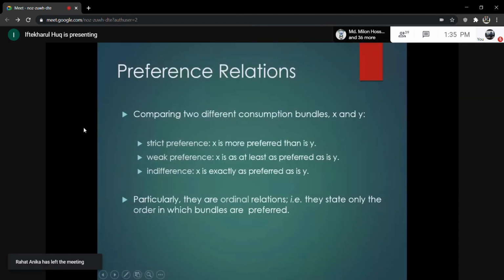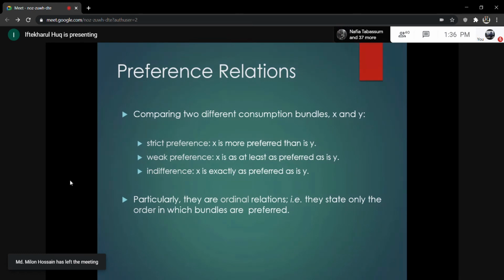So again, basically what I'm saying is there are two bundles, X and Y. There can be strict preference: one bundle is strictly preferred to, or more preferred than, the other bundle. There can be weak preference, which means one bundle can be at least as good as the other bundle. And thirdly, there can be indifference, meaning one bundle is exactly the same as the other bundle. So there are three things that can happen.